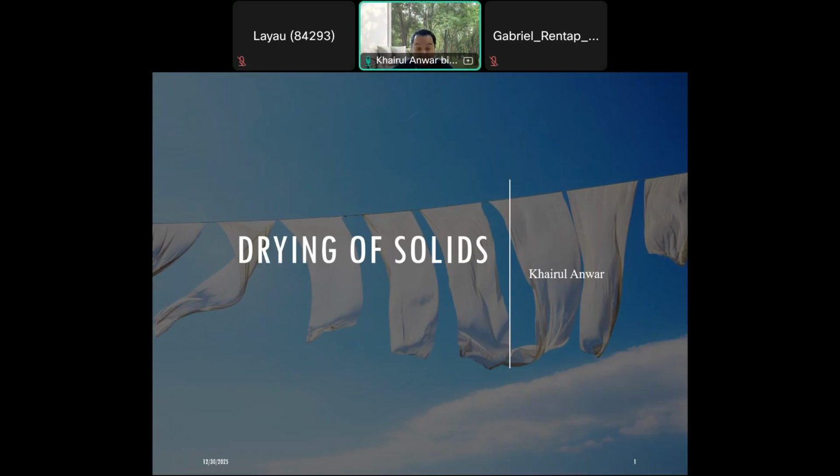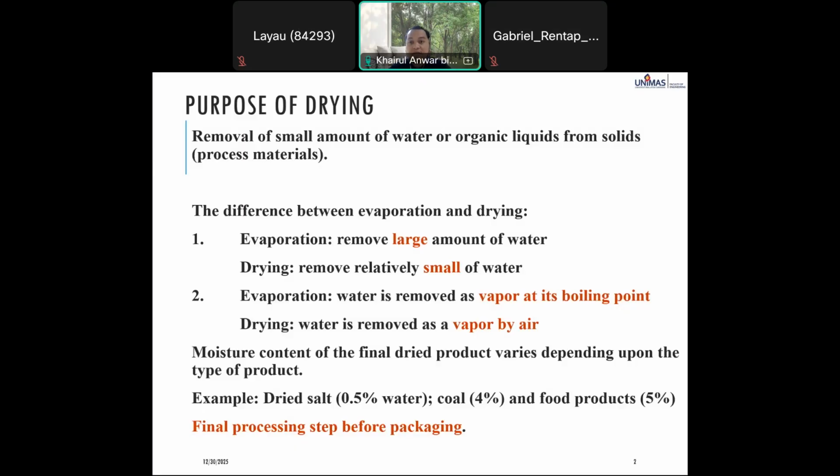The topic today is drying of solids. This is based on the English one of the book, chapter 33, page 1532, purpose of drying.